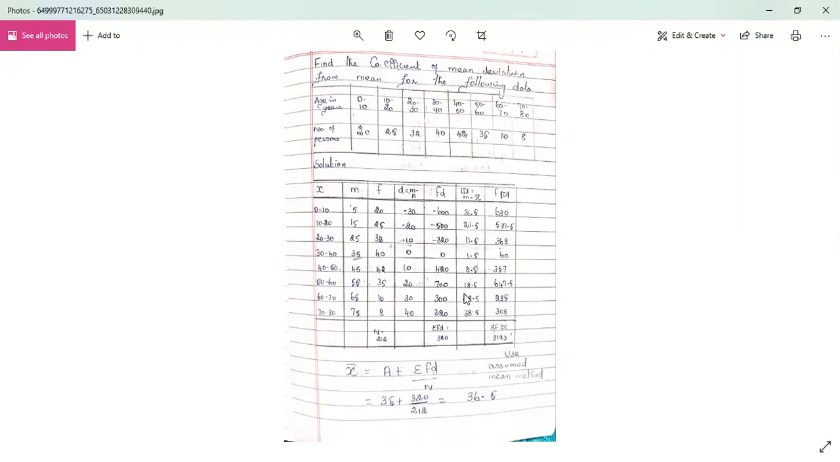15 minus 36.5, we get 21.5. 25 minus 36.5, we get 11.5. 35 minus 36.5, 1.5. 45 minus 36.5, 8.5. 55 minus 36.5, 18.5. 65 minus 36.5, 28.5. 75 minus 36.5, 38.5. Now calculate F into D, capital D.